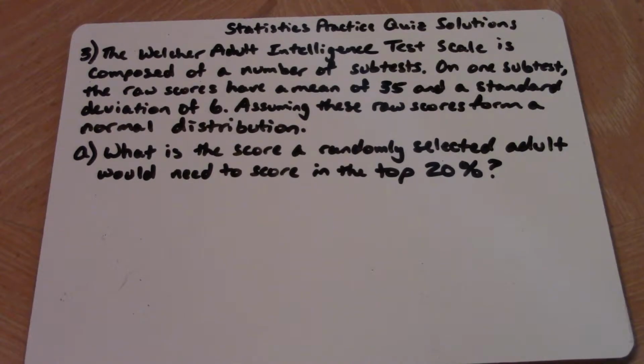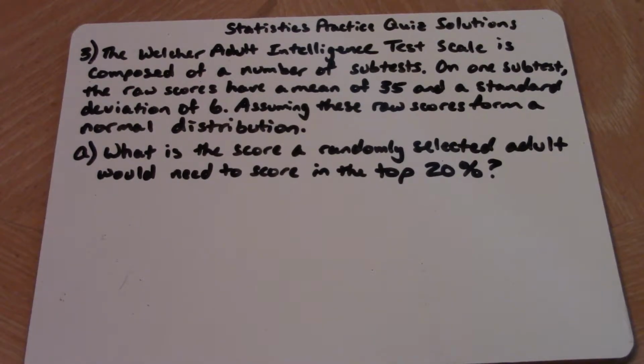In one subtest, the raw scores have a mean of 35 and a standard deviation of 6. Assuming that these raw scores form a normal distribution, what is the score a randomly selected adult would need to score in the top 20%?